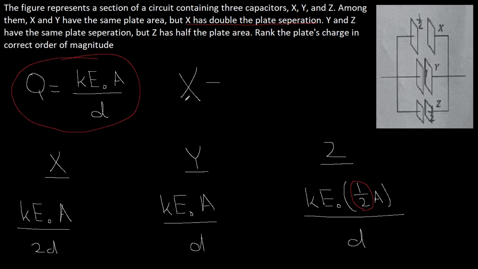So let me rewrite this here. Since nothing is changed in the Y formula, the distance is not multiplied by 2, the entire equation is equal to the biggest out of all three, so Y is the greatest. With X, since you double the plate separation, you have a 2 in the denominator, which halves the entire equation. And with Z, you have half the area, which ultimately means you're halving the entire equation. So that makes X and Z equal, but still less than Y. So this is the answer.